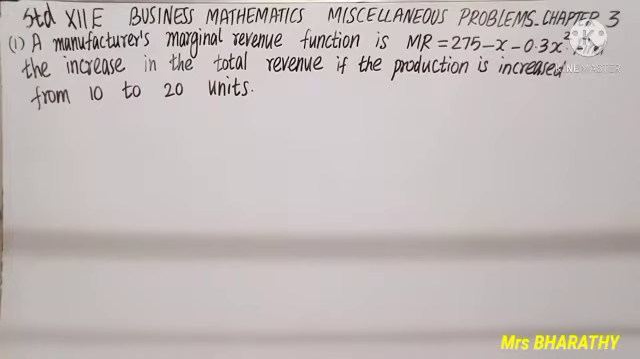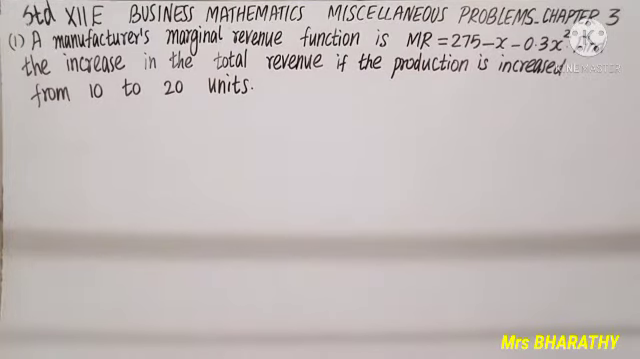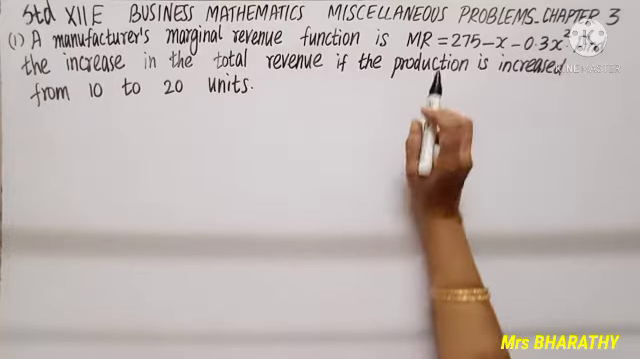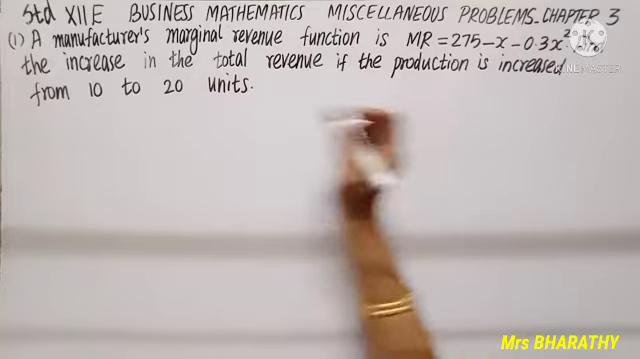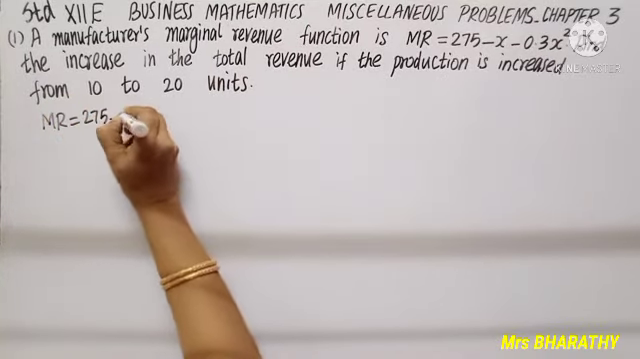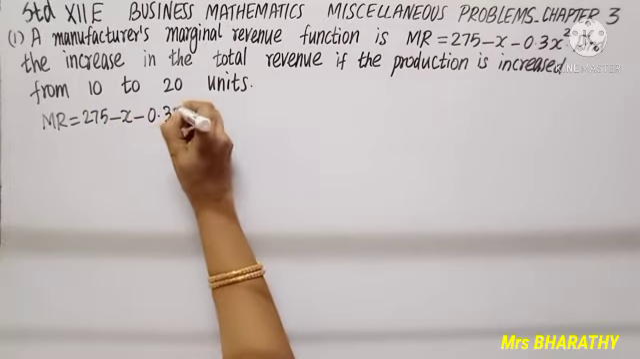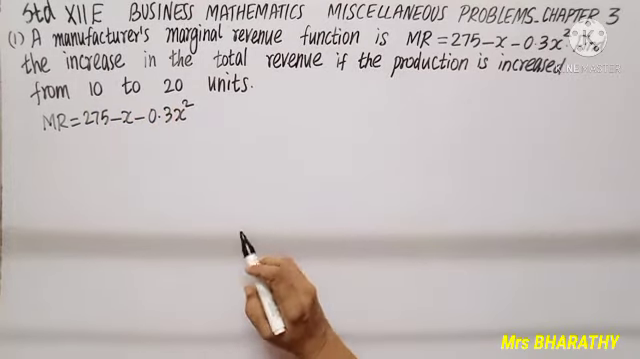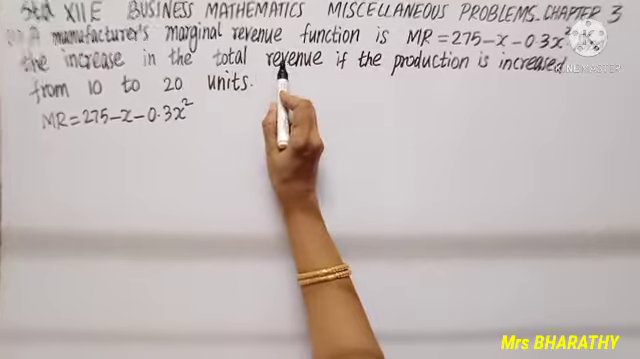Good morning, children. We proceed on to miscellaneous problems of chapter 3, applications of integral calculus. Question number 1: a manufacturer's marginal revenue function is given by MR equals 275 minus X minus 0.3 X square. Find the increase in the total revenue.